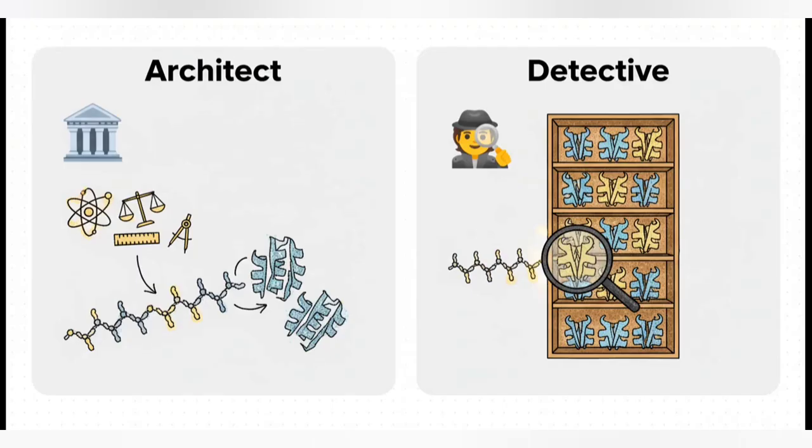So the biggest difference really comes down to where they get their information. The architect is a purist. It only uses the sequence and the laws of physics. It's completely independent. The detective, on the other hand, is a pragmatist. It's totally reliant on that library of known folds. And that's its Achilles heel, right? If a protein has a brand new shape that evolution just cooked up, the detective is completely blind to it. It has no clues to work with.